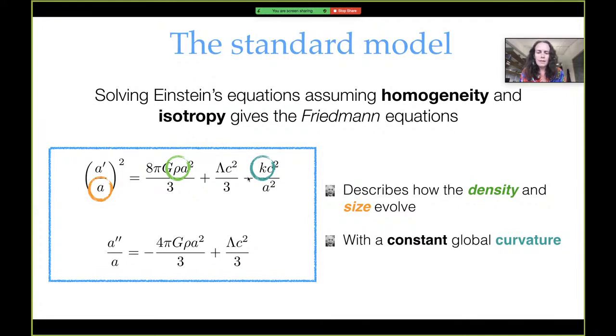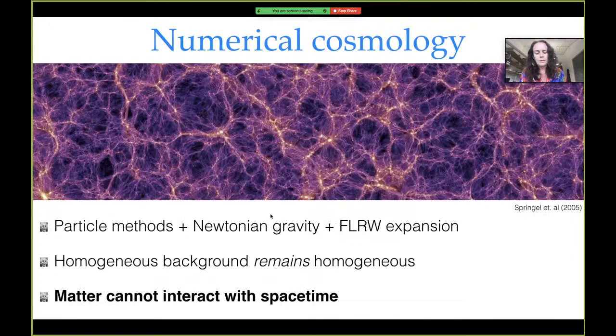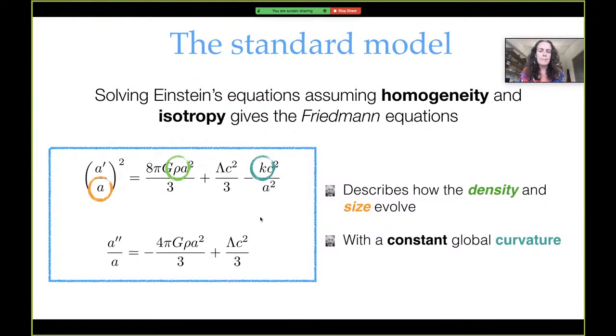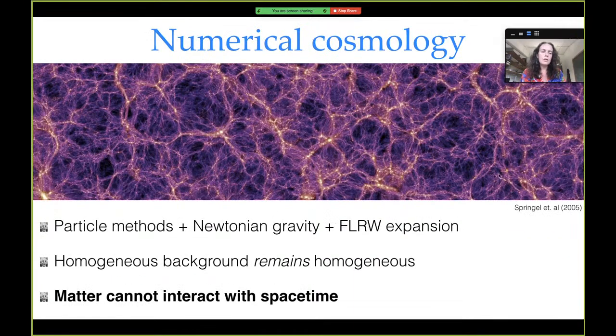I also just want to point out the constant global curvature k. This is a parameter that describes the overall geometry of the universe, and it's constant everywhere in space and everywhere in time. So this is the model that's used in most state-of-the-art cosmological simulations today. There are a few exceptions coming to light recently. But the way these generally work is using some kind of particle method to discretize the matter content. And these nonlinear structures collapse under the action of purely Newtonian gravity, which evolve on top of and completely separate to a background FLRW expanding universe.